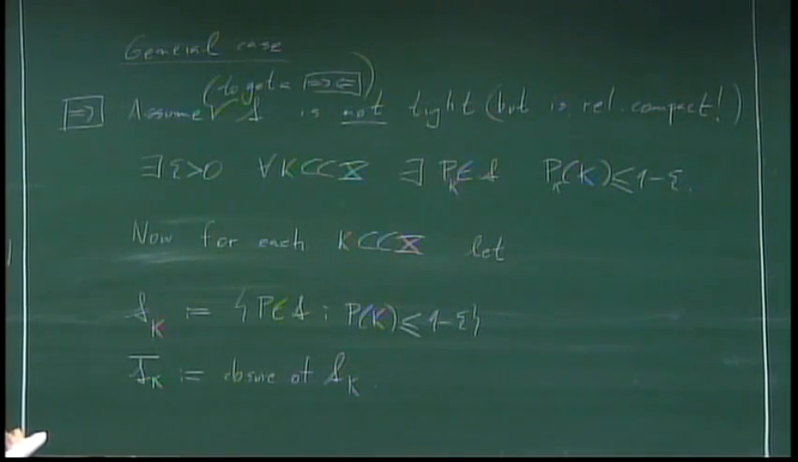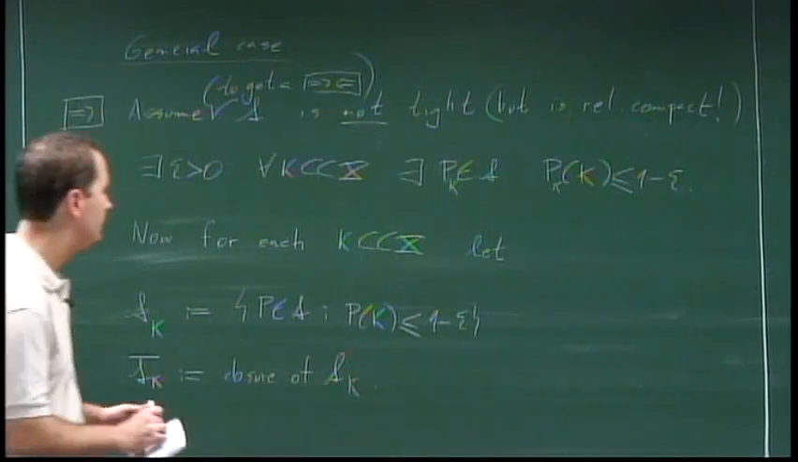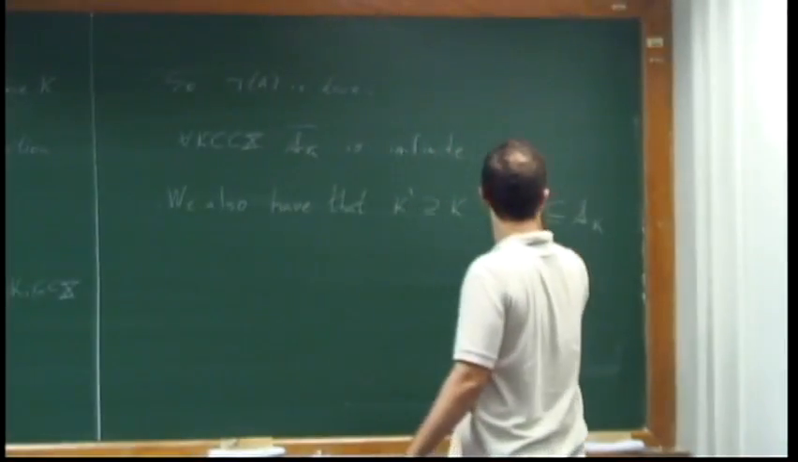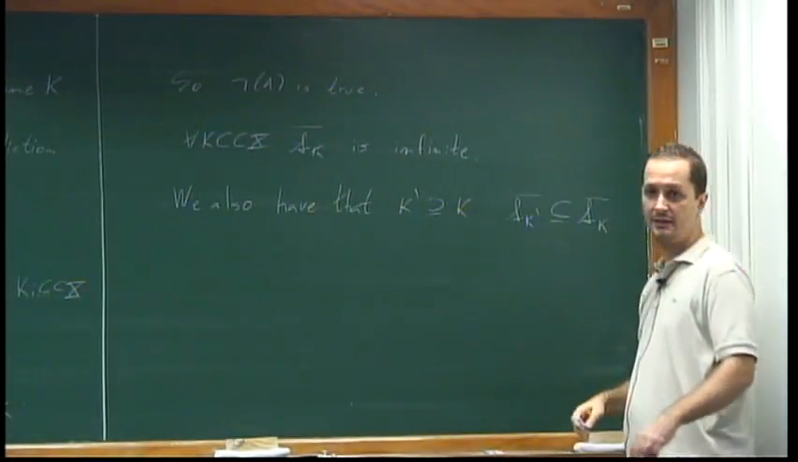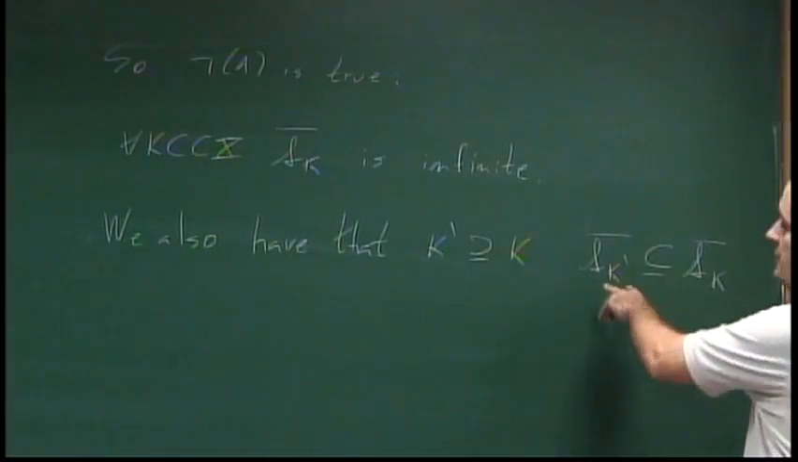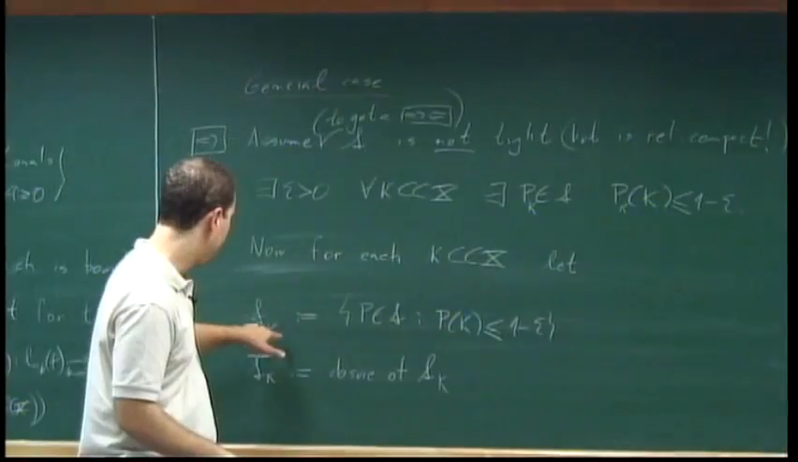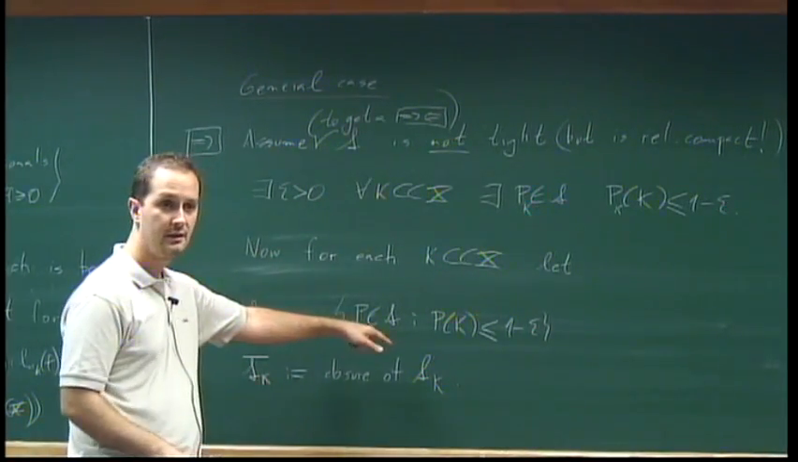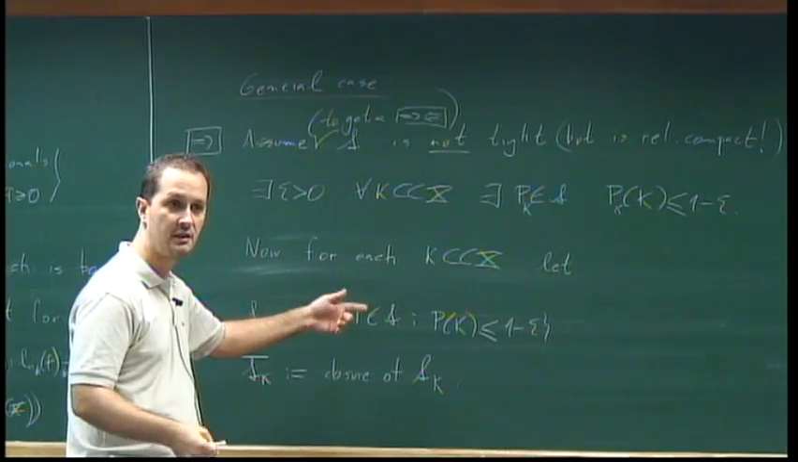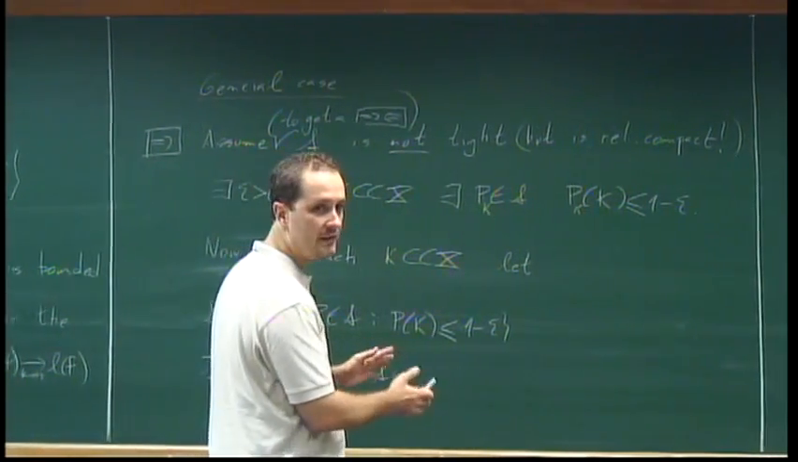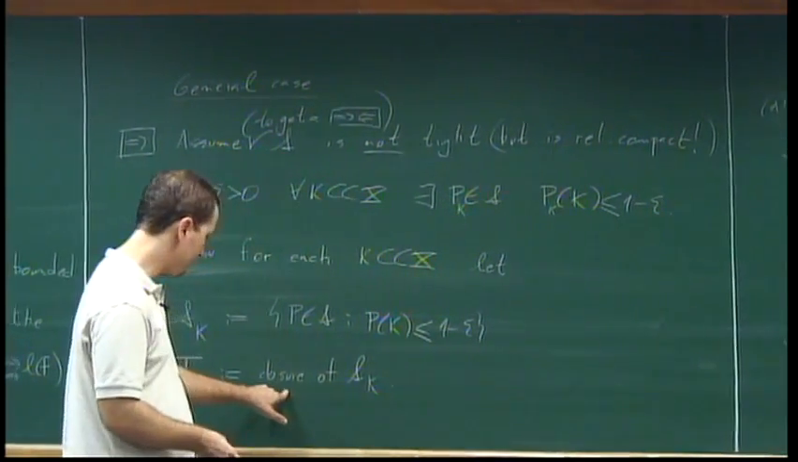What do I do now? What I want to argue is that we're assuming S is relatively compact, right? So if you have a sequence of points in S, it has a convergent subsequence. So what I'd like to say is that the closure of S is compact, and that this closure is also compact.